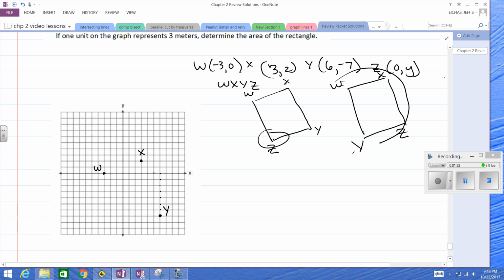So we're looking for Z, so that we make this a rectangle. Well, what I would probably want to establish first is, is that really a right angle? If it's a rectangle, it's going to need 4 right angles. Okay? And we can guarantee that on a graph. Slopes have to be negative reciprocals, right?